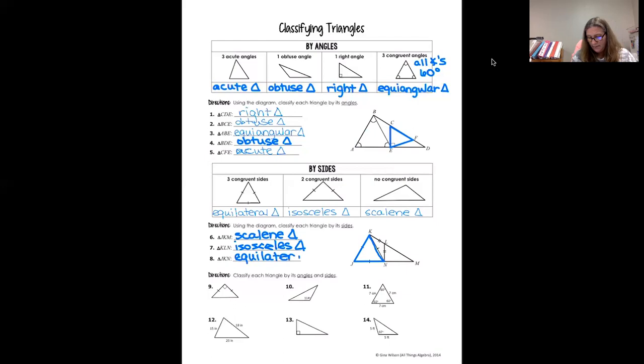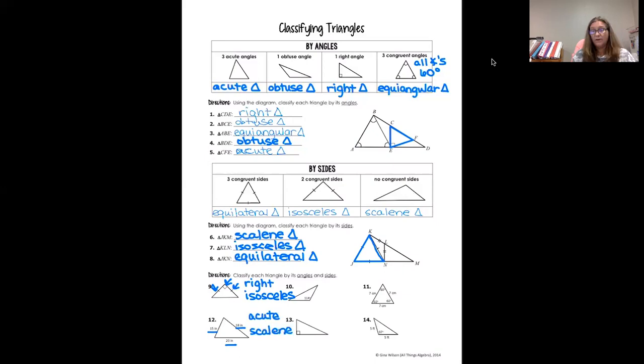Now, here at the bottom, we're going to classify these triangles by sides and angles. So we're going to do 9 and 12 together. All right, number 9 has a right angle and two congruent sides. So this is a right isosceles triangle. And number 12, as you can see, has three different sides. It appears to have three acute angles. So this is acute scalene.